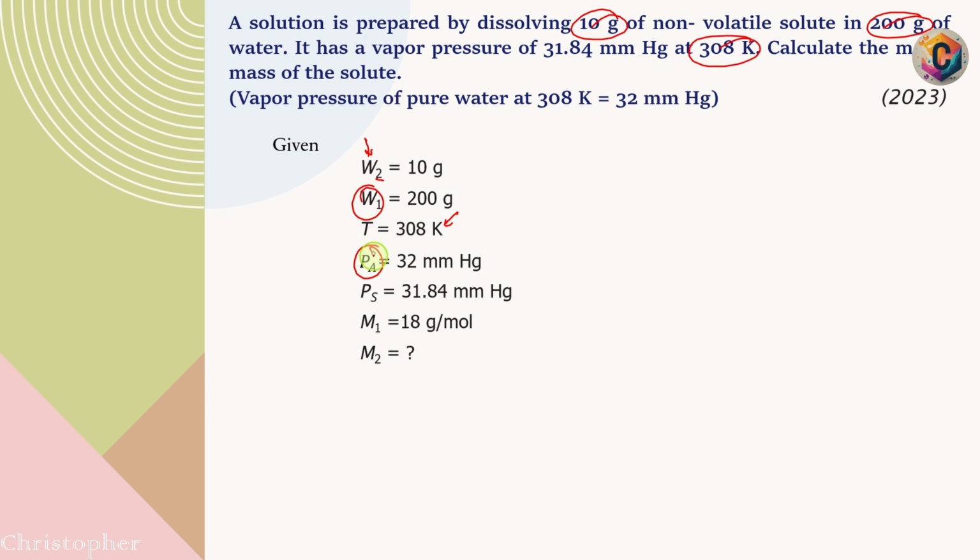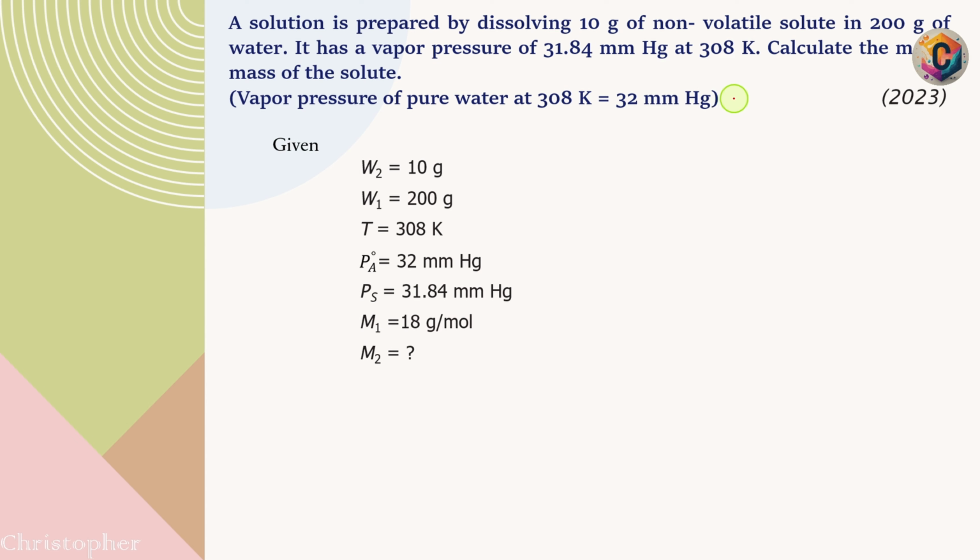And then Pa naught. P represents vapor pressure, A you can think of as solvent, and naught is pure. Wherever naught comes, it means pure. Clear? So the pure water vapor pressure is 32 mmHg. And Ps here is the vapor pressure of solution. After dissolving 10 gram of non-volatile solute in 200 grams of water, the vapor pressure is lowered to 31.84. Here the molar mass is M2, and for the solvent M1 is equal to 18.